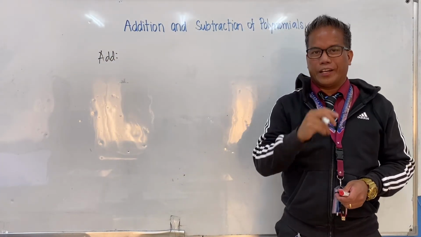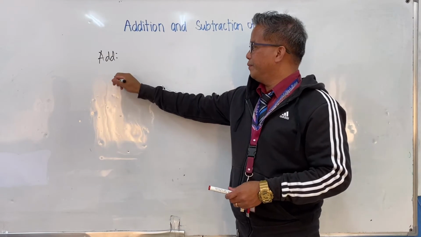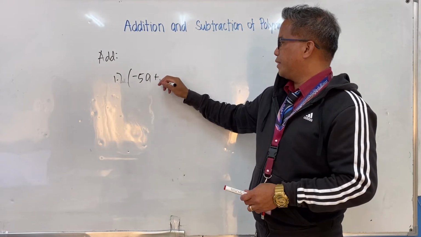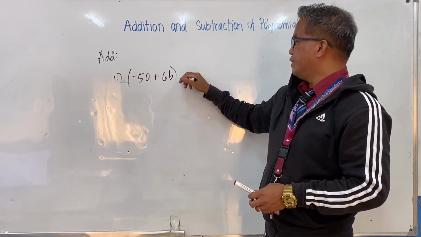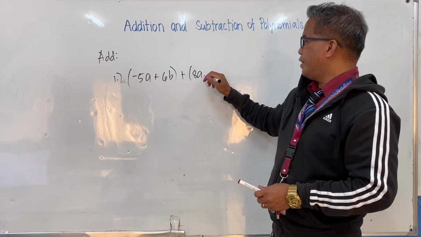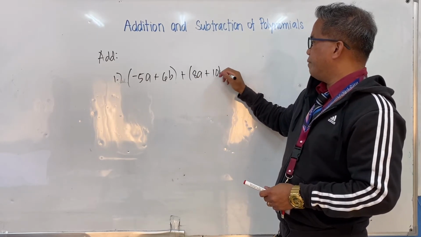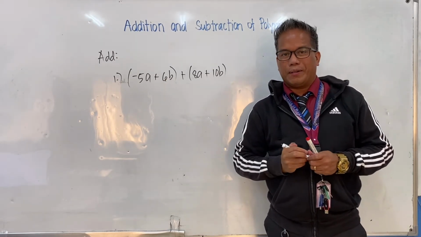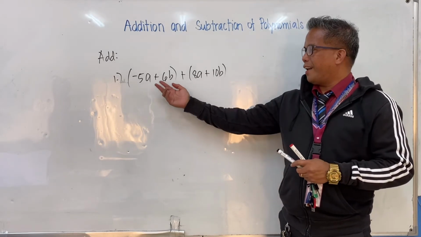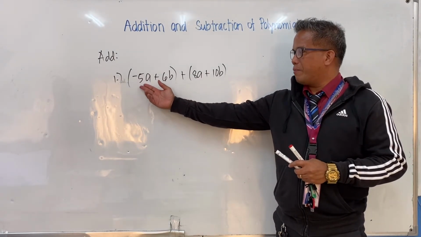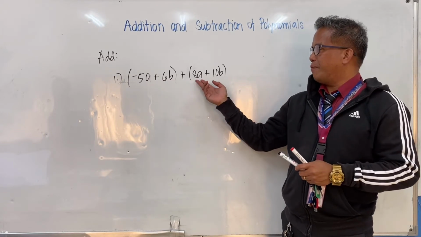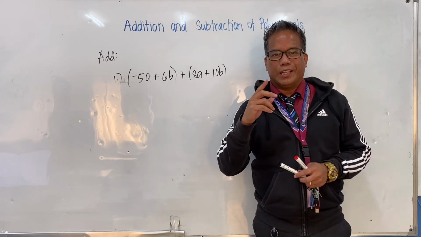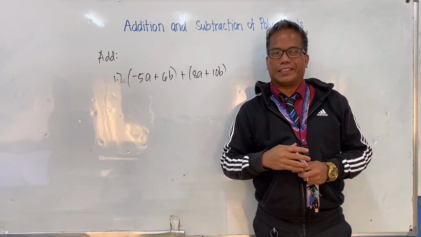Okay, add, so that is the direction. Number 1: the quantity negative 5a plus 6b, plus 8a plus 10b. We have a binomial added to another binomial, with like terms. We have negative 5a, positive 6b, and positive 8a plus 10b. First thing to do is remove the parentheses.